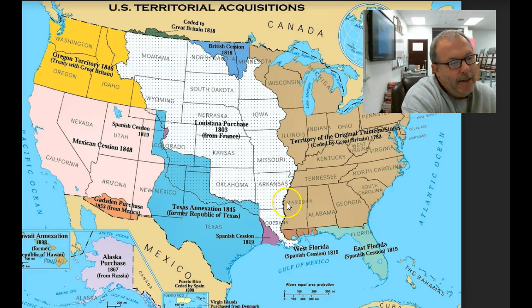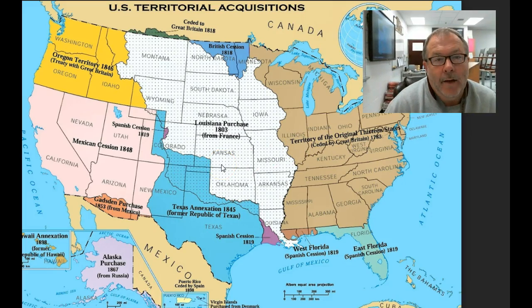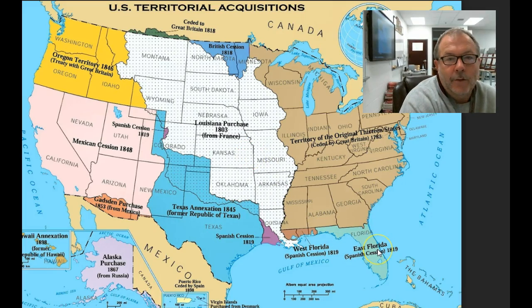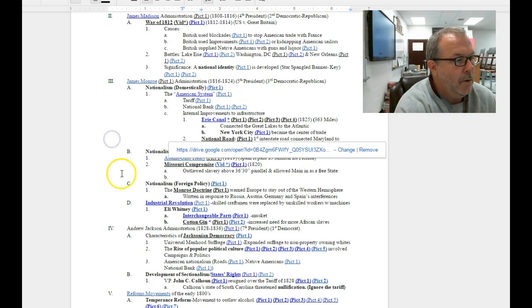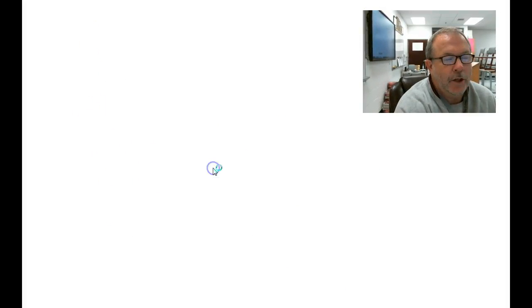In 1783, the United States won all the brown territory in the Treaty of Paris of 1783. And then in 1803, we won the white dotted areas in the Louisiana Purchase. In 1819, with the help of Secretary of State John Quincy Adams, James Monroe is able to acquire Florida from Spain for $5 million. And this was known as the Adams-Onis Treaty.